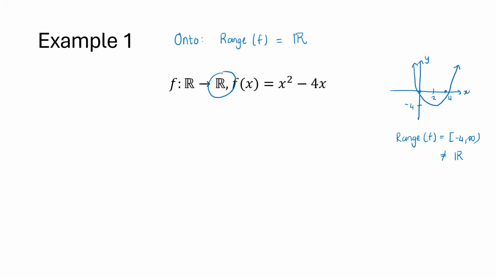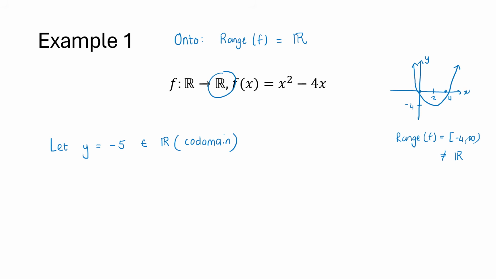Another way of seeing it is, remember we said a function will be onto if we pick any random element in the codomain, and we will always be able to find an element in the domain that maps to it. So if we pick an element that lies outside of the range, so if we say, for instance, let y be equal to -5, and this is an element in R, specifically in the codomain.